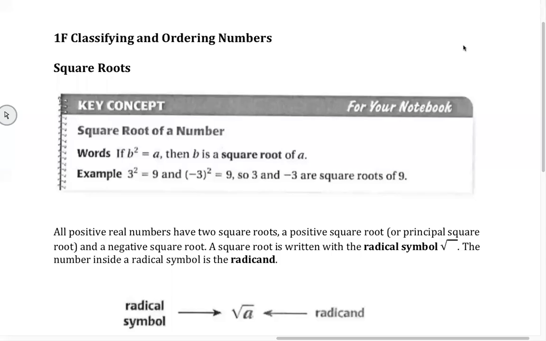1F, classifying and ordering numbers. So we're going to start out with square roots. Square roots is kind of like part of the whole multiplication division thing. It's kind of like in a specific order in the sense that, like the square root of a number, you're trying to find what times what gives me that number, and my answer is that thing.